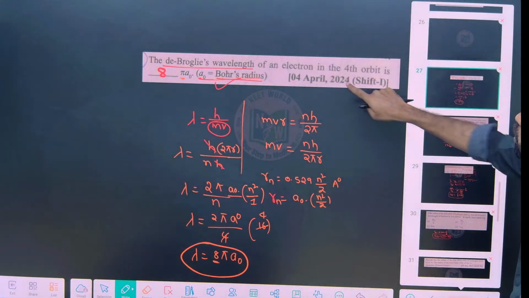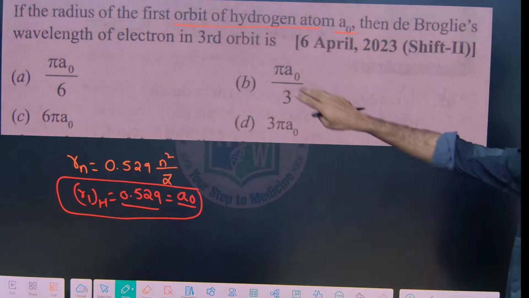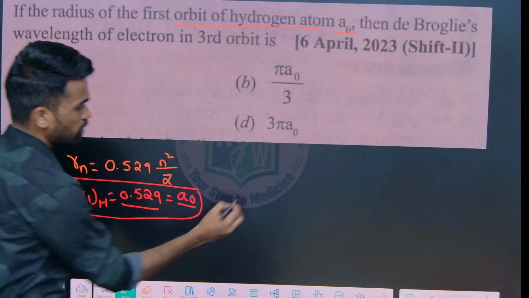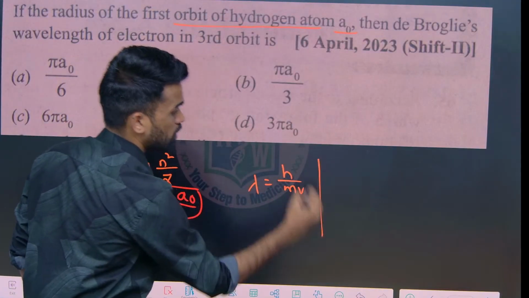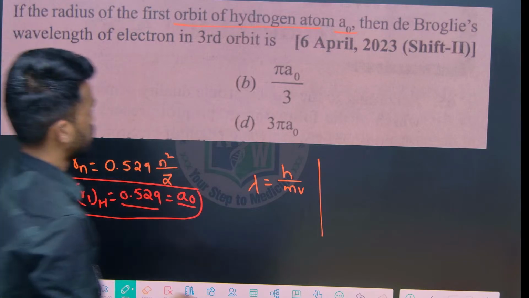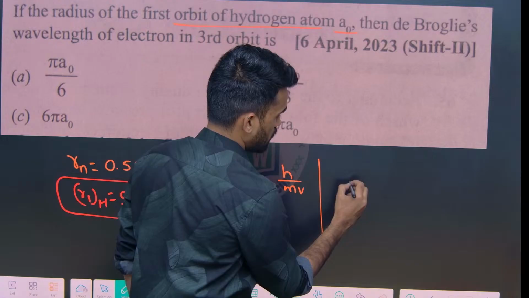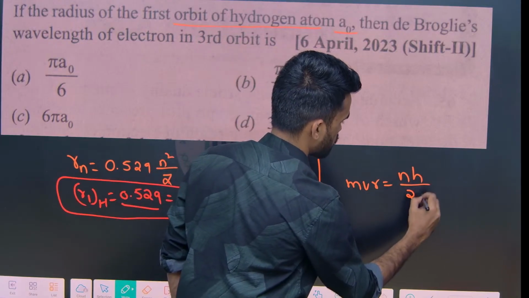This is for the fourth Bohr orbit. Similar question, not exactly the same. This is for the third Bohr orbit. Now what we need to do, tell me. We got lambda equals h by mv, and from Bohr's model we have mvr equals nh by 2 pi, right?